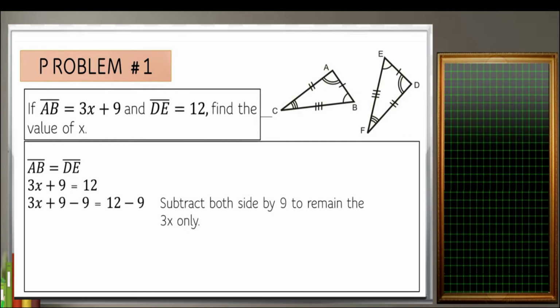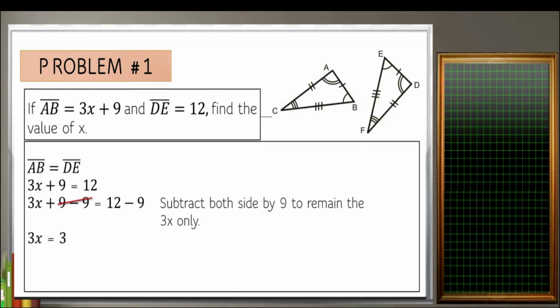So we have here 3x plus 9 minus 9 is equal to 12 minus 9. By simplifying, 9 minus 9 will be canceled out. Then we have 3x is equal to 3, because 12 minus 9 is 3. Now, we only have 3x is equal to 3.